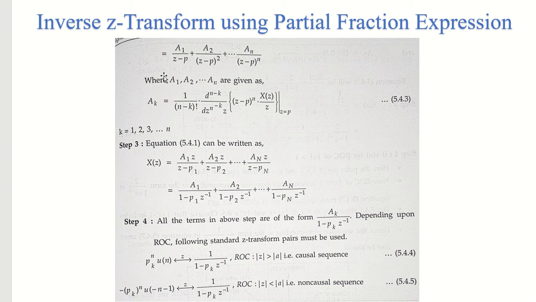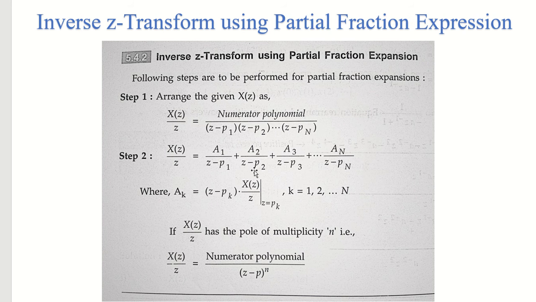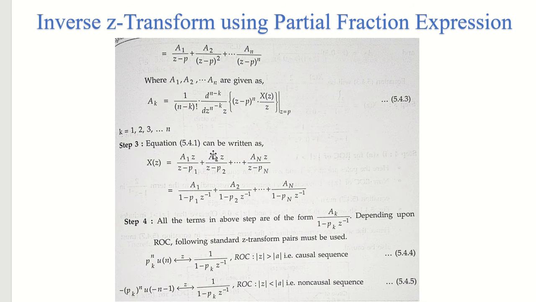And the previous equation, the first equation which we saw earlier, this equation of step 2, we can also write like this: a1 into z divided by z minus p1, a2 into z divided by z minus p2, right? We are doing nothing new. This z divided by x of z is going into the multiplication of a, so there is a simple trick in that.